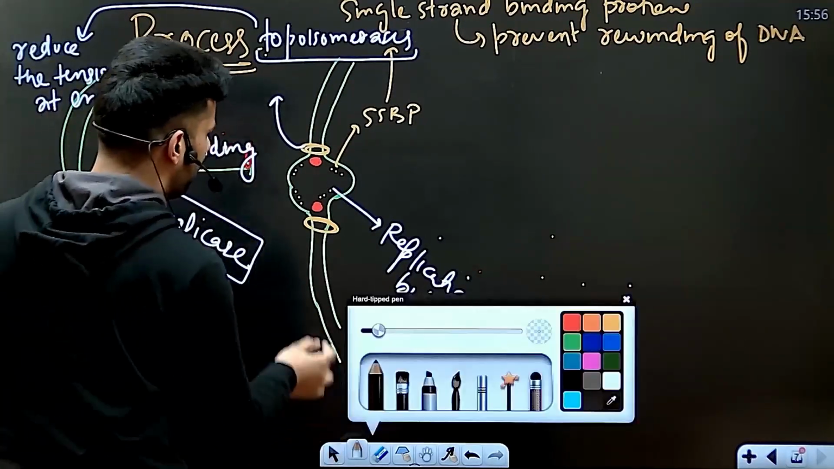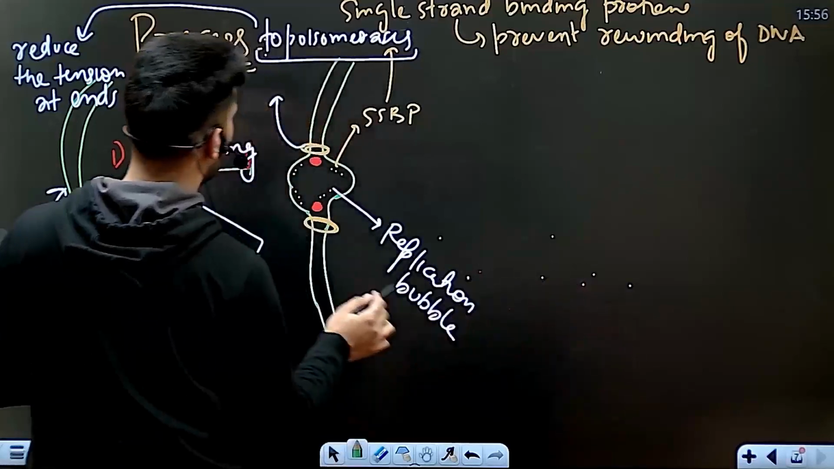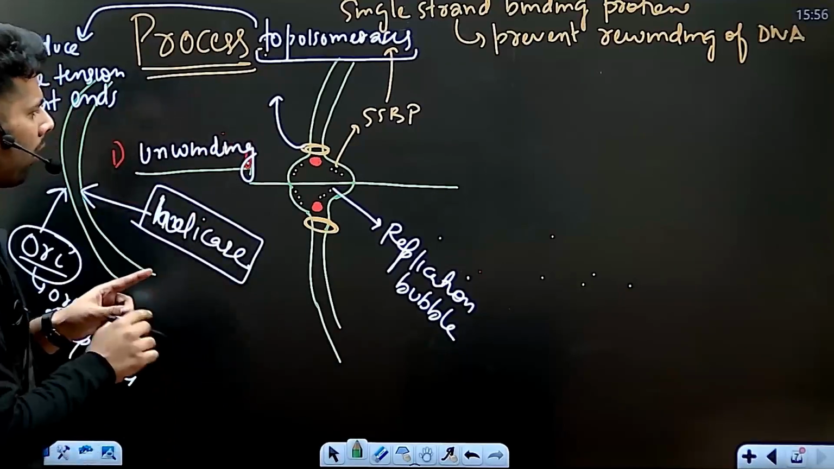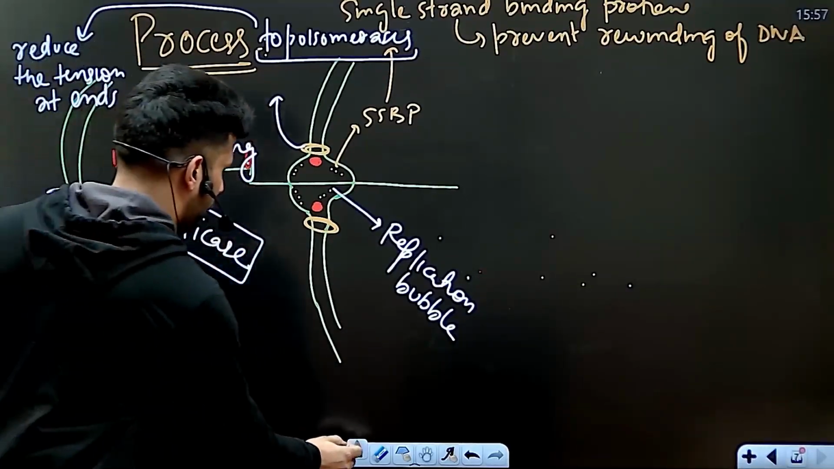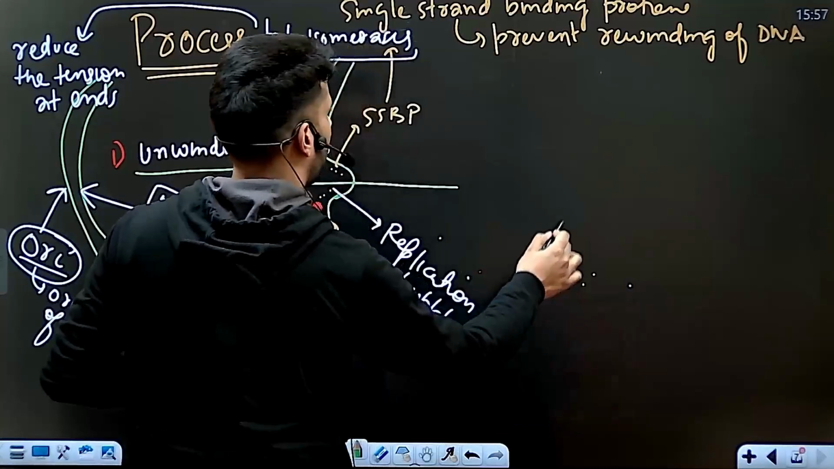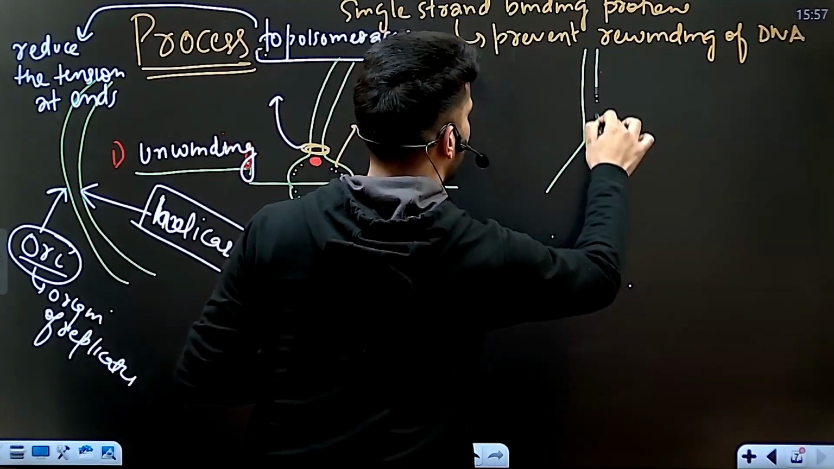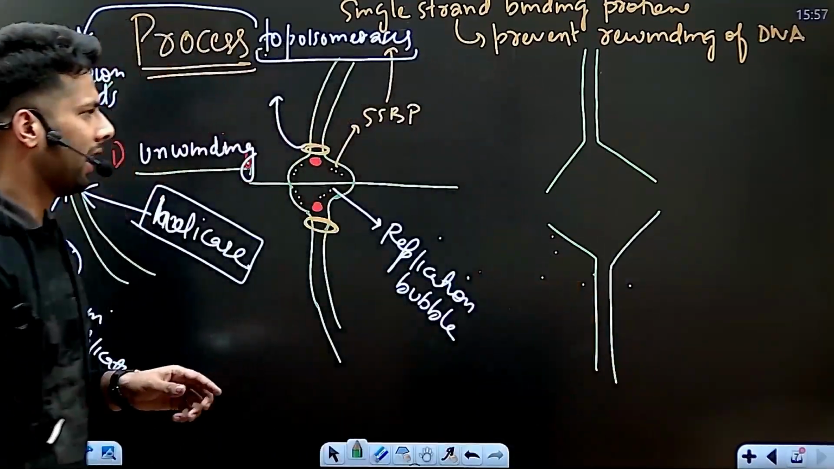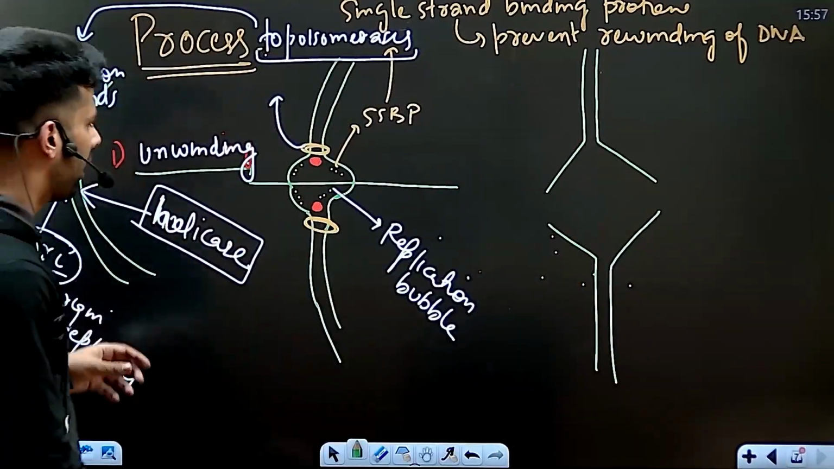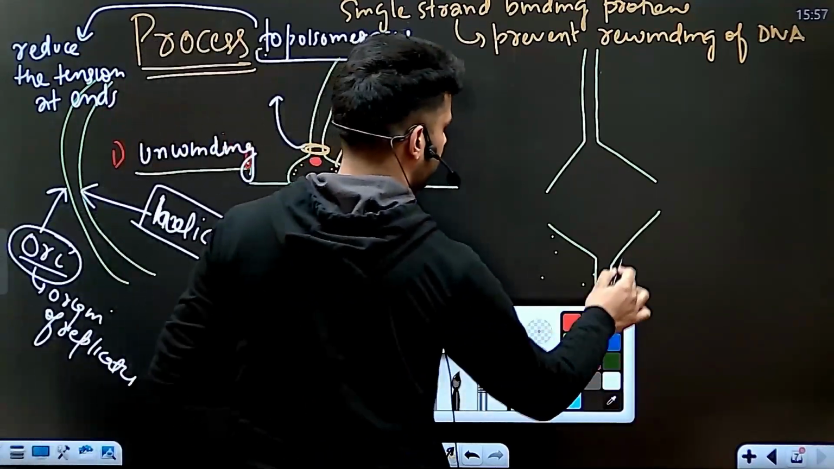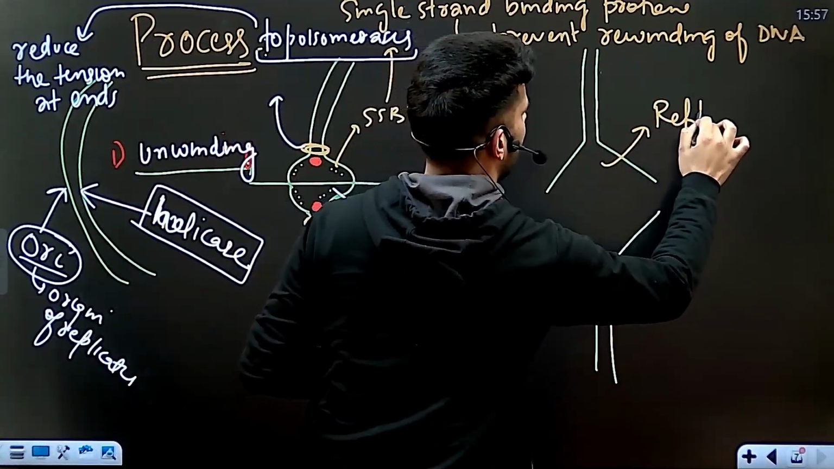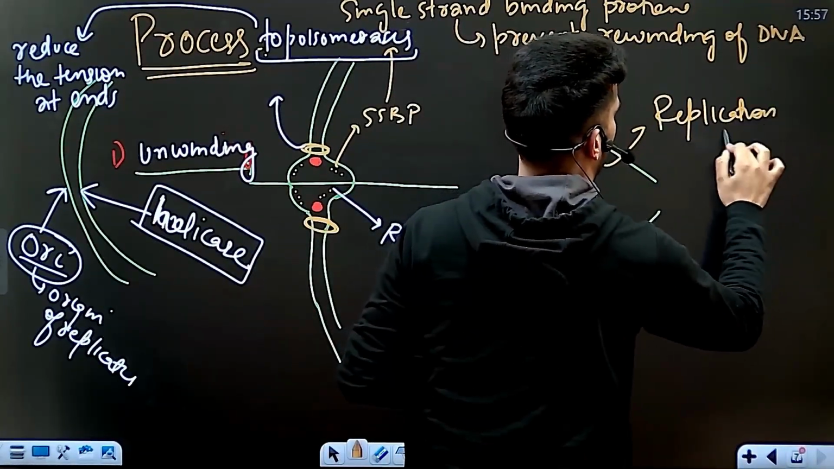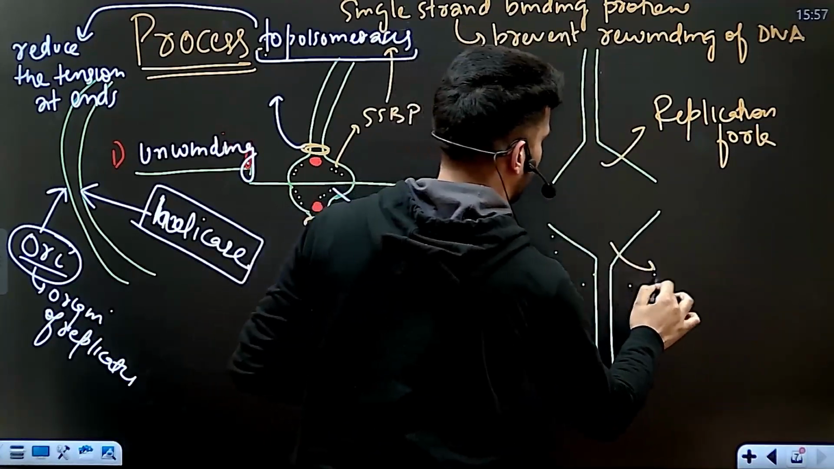Now look at this replication bubble. We'll observe that it has two identical halves. It is symmetrical. The identical halves of this replication bubble are called replication forks. You can understand it like this. This is one half of the replication bubble, and this is another half. These identical halves are called replication forks. This is a replication fork, and this is another replication fork.